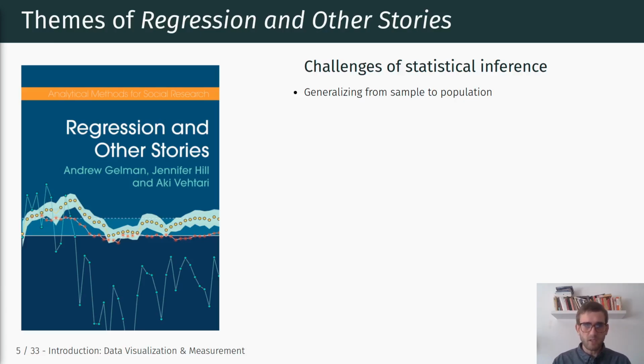First of all, one challenge that we talked about at length in POL Sci 701 in the previous semester is this idea of generalizing from sample to population. So usually we cannot observe our entire population that we want to study. We draw a sample, ideally a random sample, and we're trying to generalize from that sample to the population. And that's one of the key goals or key challenges of statistical inference, right?